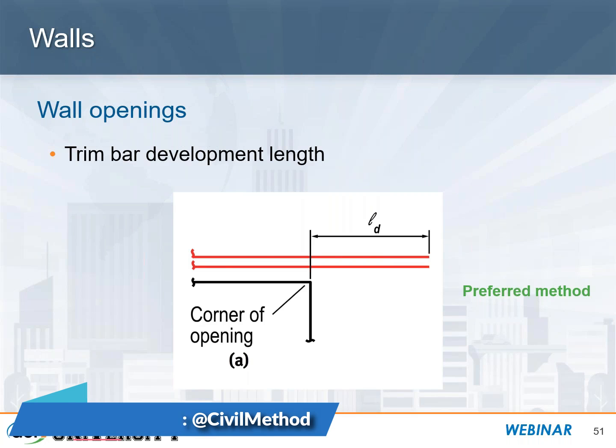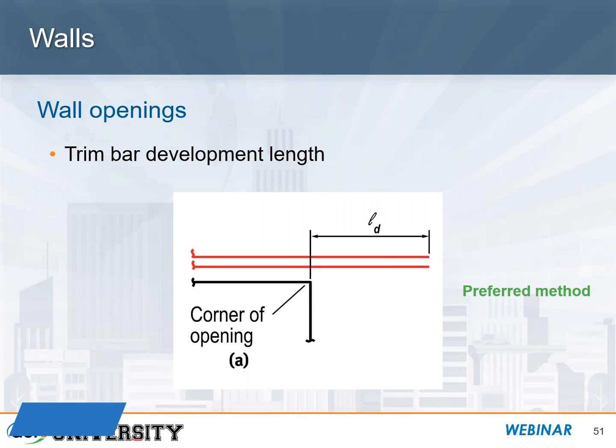So what about developing these trim bars? There's a number of different ways that's done, some more preferable than others. Now, this is usually the preferred method, where you have the corner of the opening and then you measure the development length of the trim bars from that corner. It gives the people in the field a very nice definitive place on how to lay the bars out.